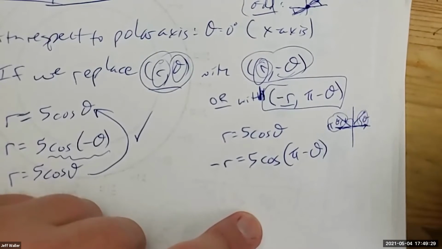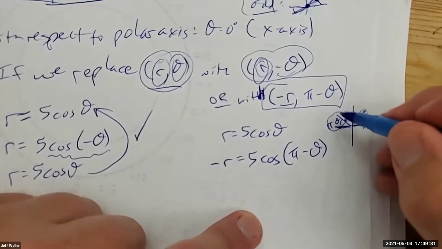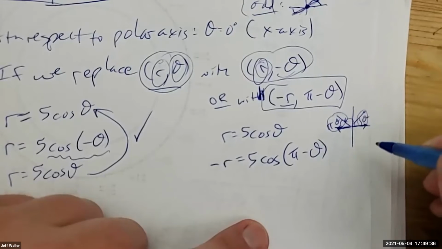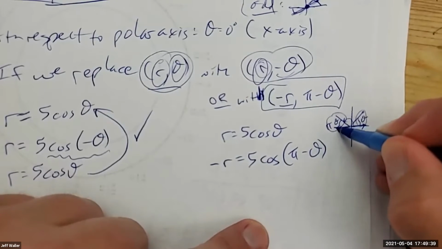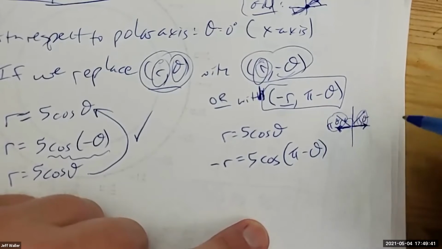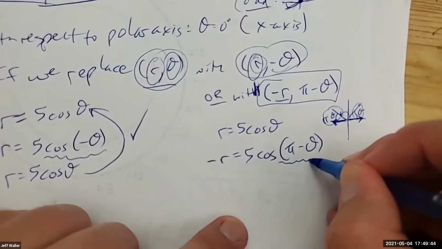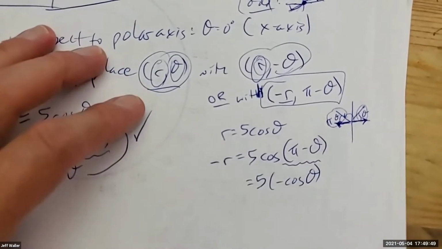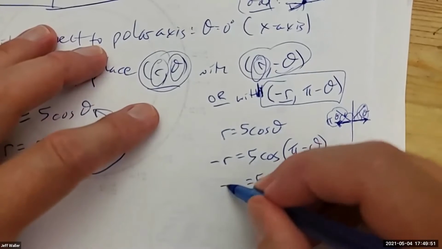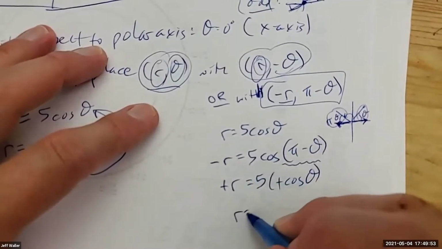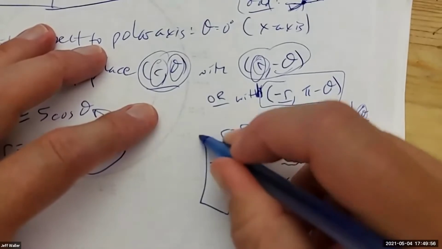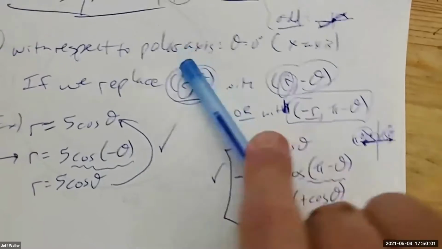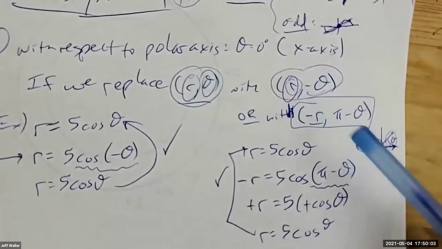What's cosine back here? How is it different from cosine over here? Come on, guys. Is it going to be positive or negative? Negative, because it likes x. And what's cosine over here? It's positive. So what do you get when you do cosine of pi minus theta? You get negative cosine theta. So negative r, so the negatives cancel. Do I end up with the same equation? Yes, I do. Check. So I got polar axis symmetry, which also is x-axis symmetry.